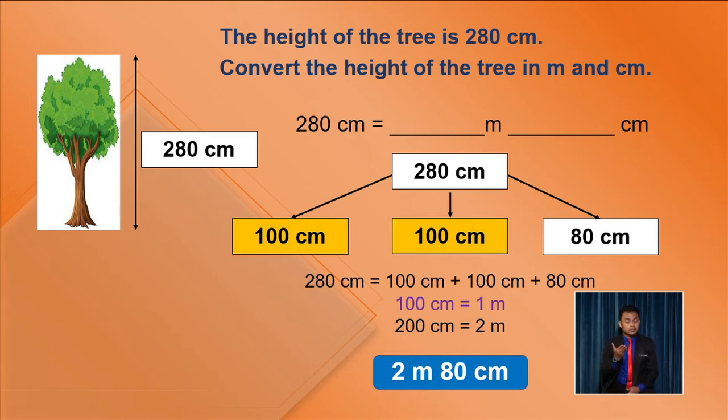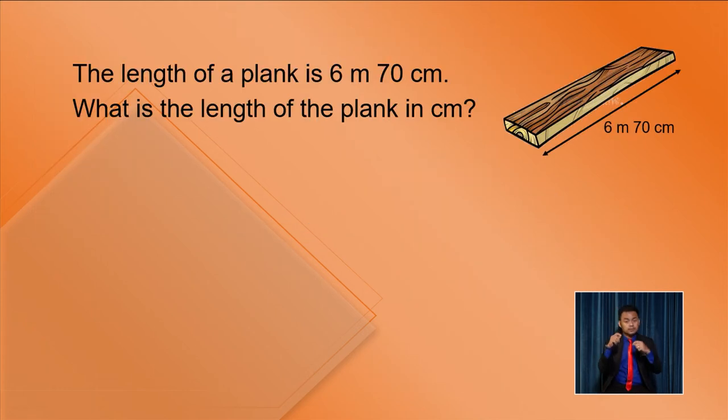Did you get the same answer? Excellent! Okay, boys and girls, now let's try this question. The length of the plank is 6 meters and 70 centimeters. What is the length of the plank in centimeter? So, what is the first step? Very good. We write a statement from the information given. 6 meters and 70 centimeters in centimeter. We can see clearly that the length of the plank includes both meter and centimeter.